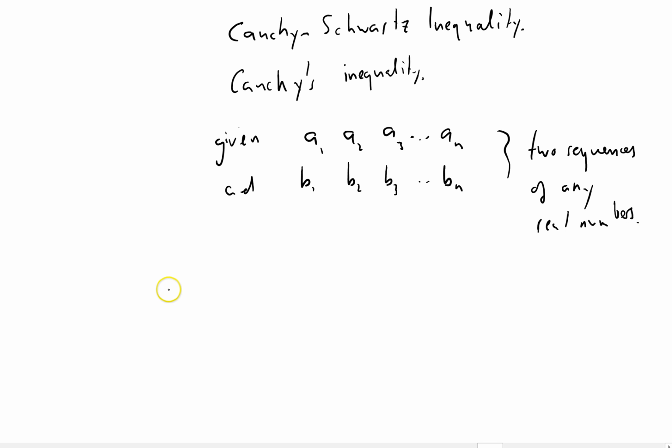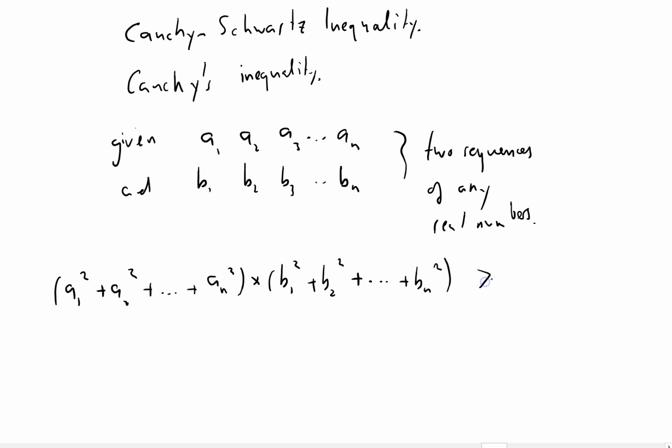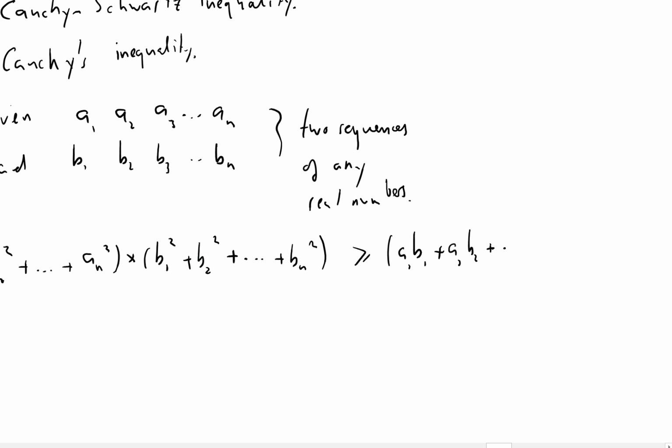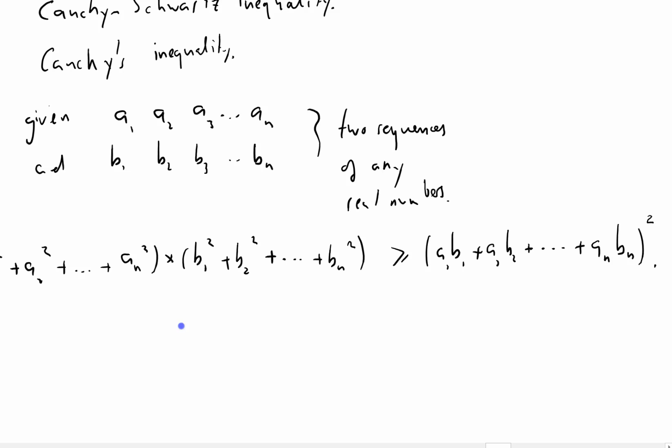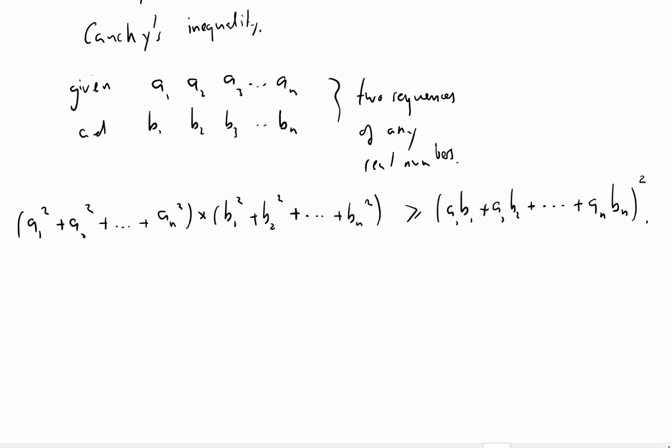It says that A1 squared plus A2 squared plus up to AN squared, times B1 squared plus B2 squared plus up to Bn squared, is greater than or equal to A1 B1 plus A2 B2 plus up to AN Bn, all squared. So there it is, and it looks rather abstract in its own peculiar way.